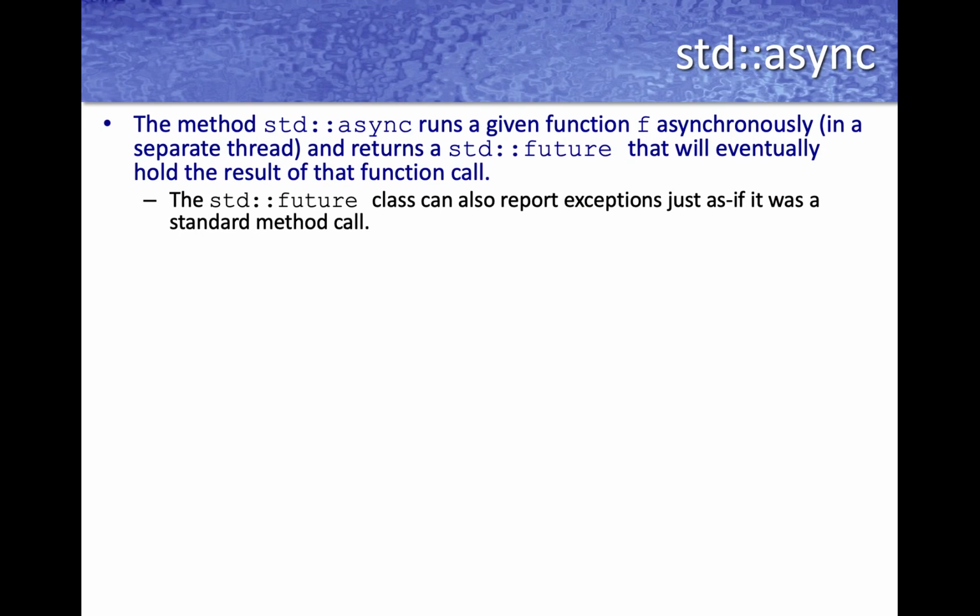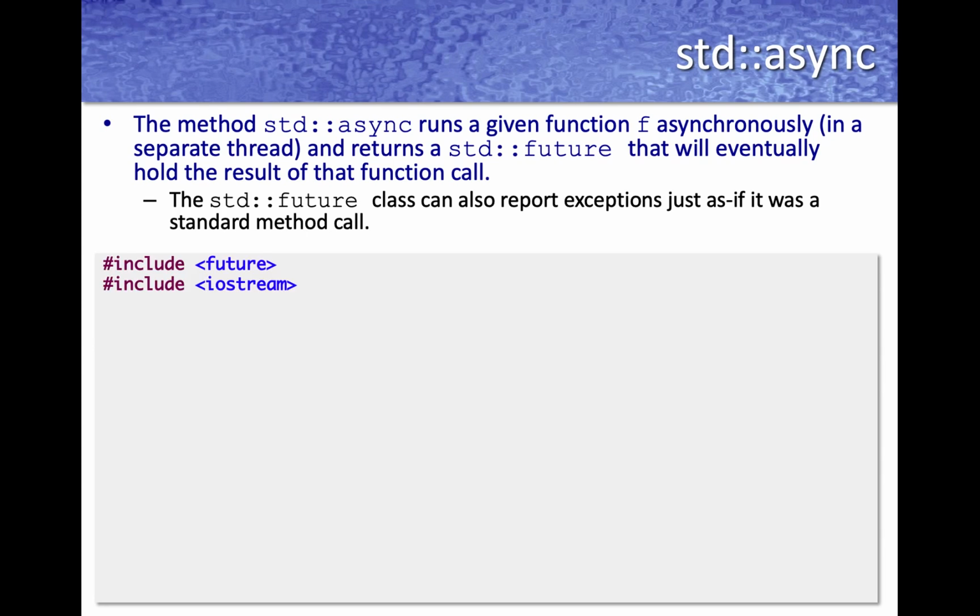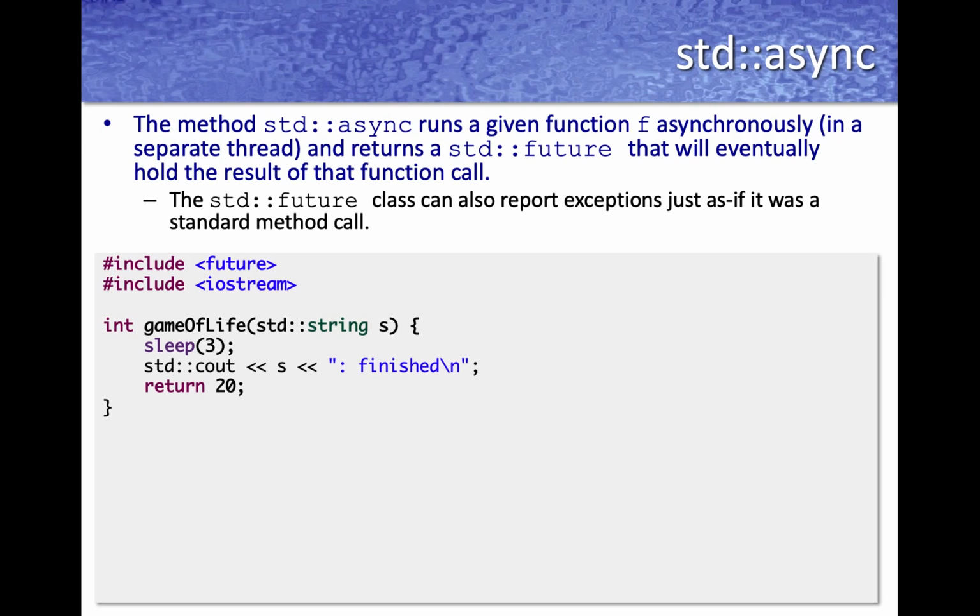Keep in mind that the std::async method runs the given function asynchronously in a separate thread, and it returns a future class that is used to obtain the result. So let's look at it in an example. Notice the #include of the future header. Now let's see how to call this game of life method from a separate thread using async.